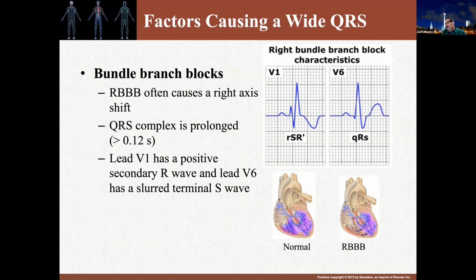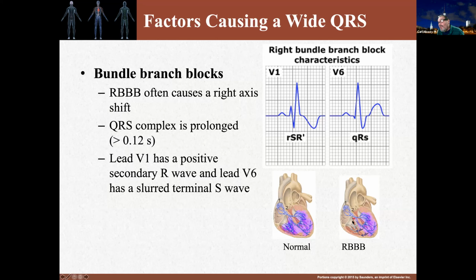A wide QRS, besides this hypertrophy that we've seen here, can also be caused by bundle branch blocks. In the diagram down here at the bottom, we see this concept of these two bundle branches. So here we have the SA node at 1, the AV node at 2, the bundle of His then dividing into a right and left bundle branch. And you notice they then now supply the myocardium.